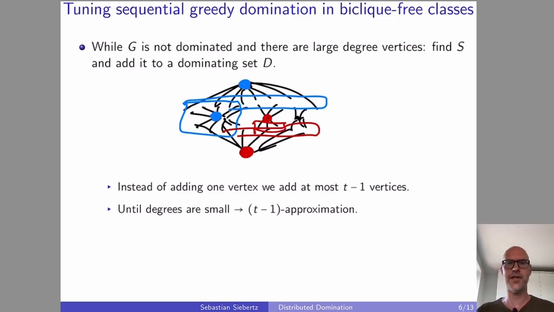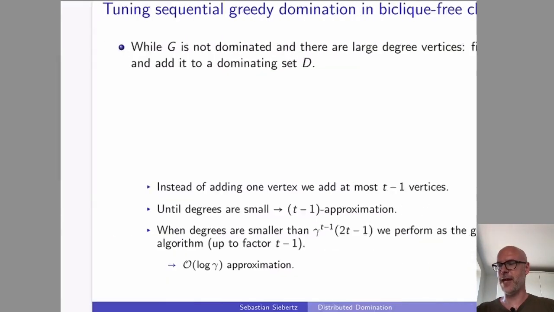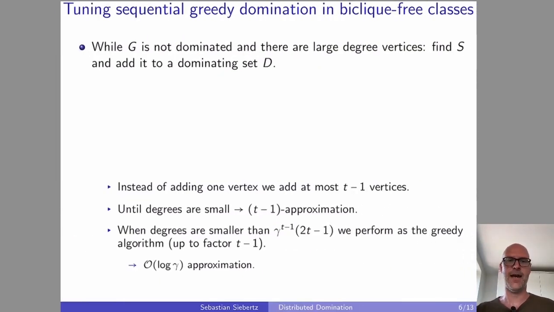So this is a major improvement over K_{t,t}-free graphs. This works until the degrees become very small. Then we are left with a graph where we cannot apply this argument anymore, and then we perform as the greedy algorithm up to the factor t minus 1. So what we end up with is a log gamma approximation now. In our case we had a dominating set of size 2, and in fact we computed a 2 approximation here.